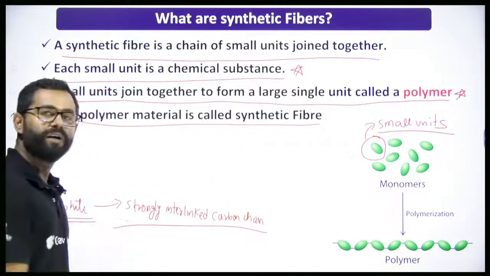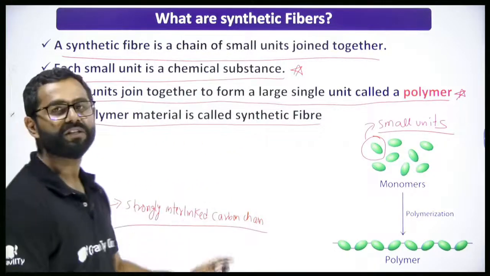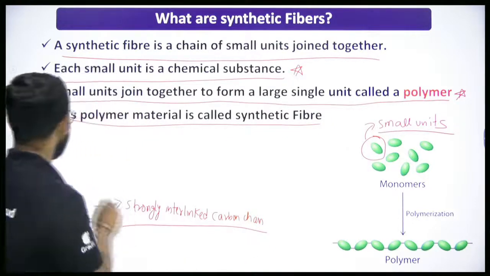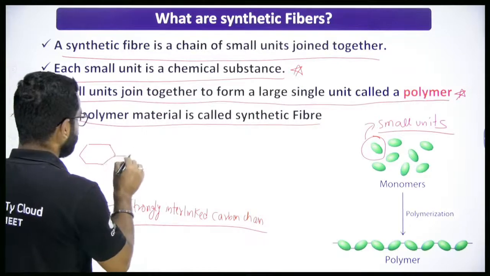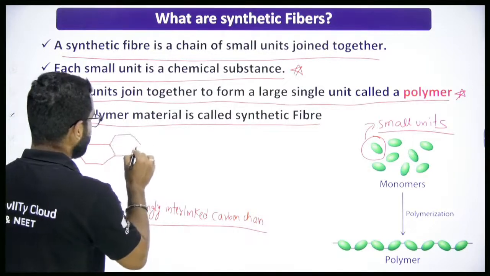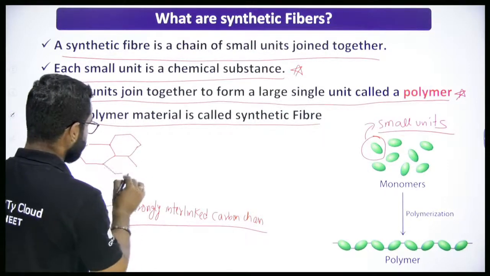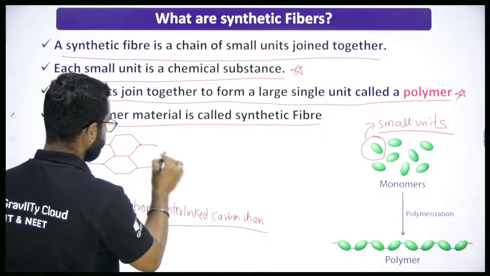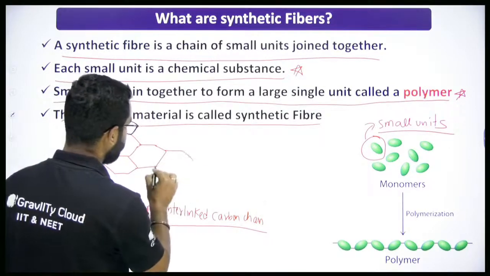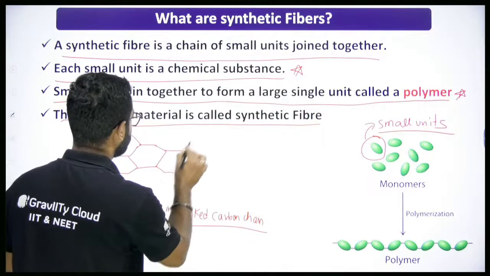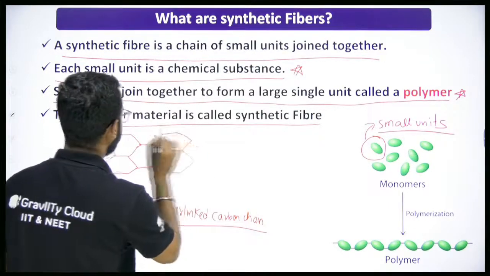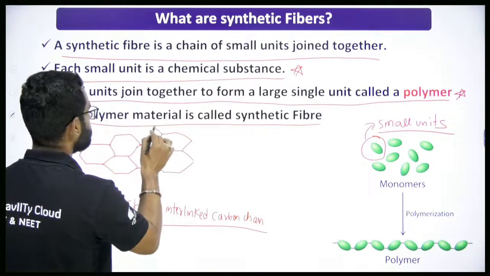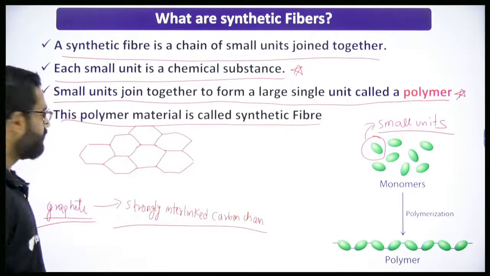Right? Graphite is made up of strongly interlinked carbon chains. How does that happen? If you ever see the structure of graphite, it will be something like this. Okay, this is how it is happening.